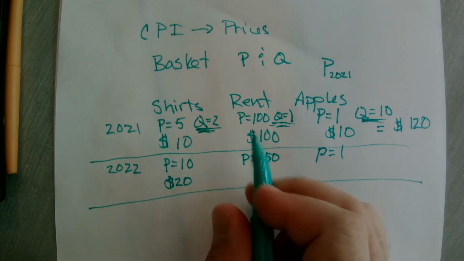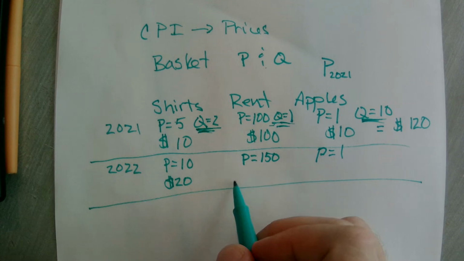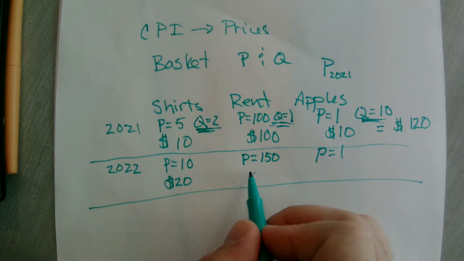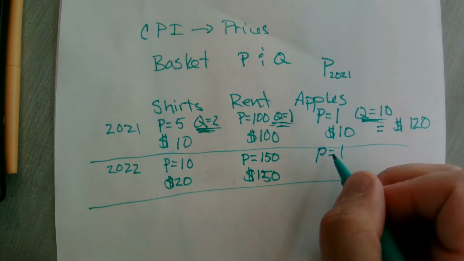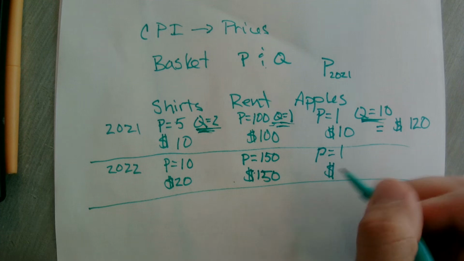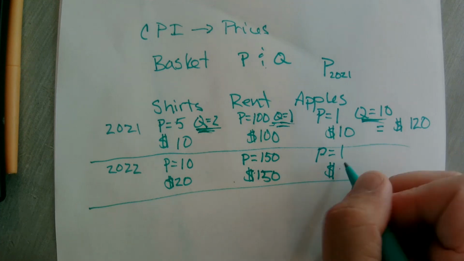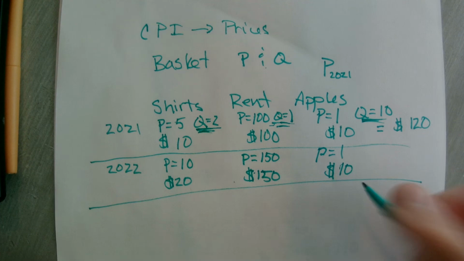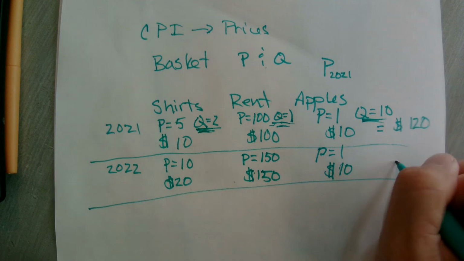For rent, again, the basket is defined as one quantity of rent. The price is now $150, so that's $150. The price of apples stayed the same, so we have 10 apples in our basket, and that goes to $10. So to find the price of the basket, this is very simple: $150, $160, $180.